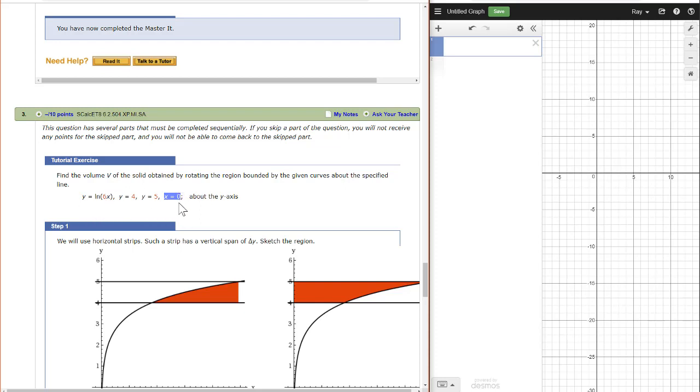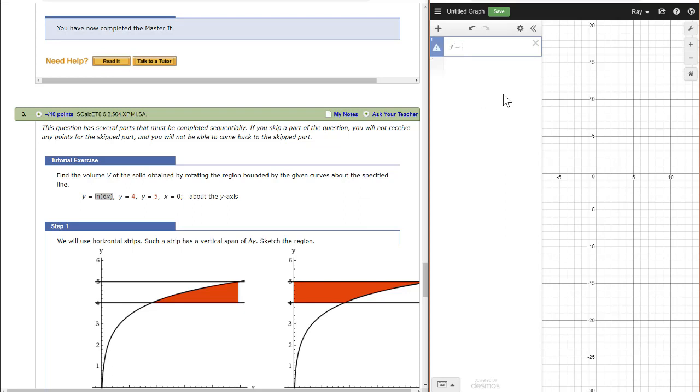Drawing by hand would be a good exercise. Or you can just put them in a Desmos calculator. The ln function is this curvy function. We have y is equal to 4 and y is equal to 5 are horizontal lines, and x is equal to 0. So x is equal to 0 looks like it's going to be the y-axis. So let's draw those curves first.